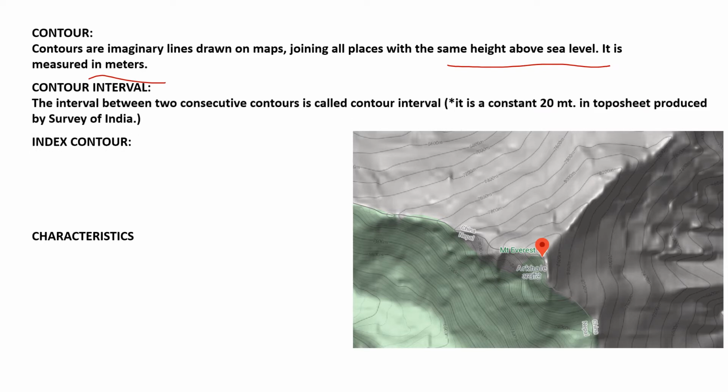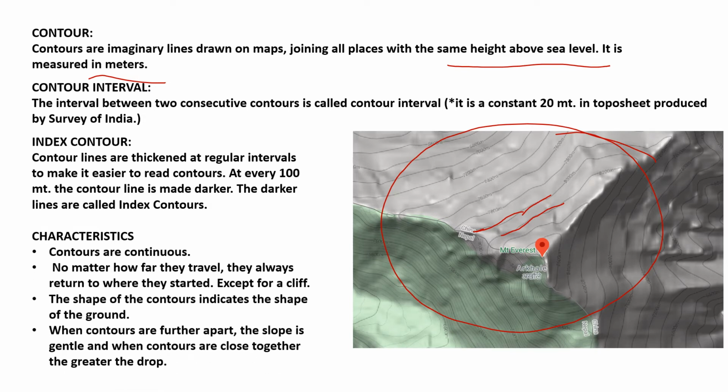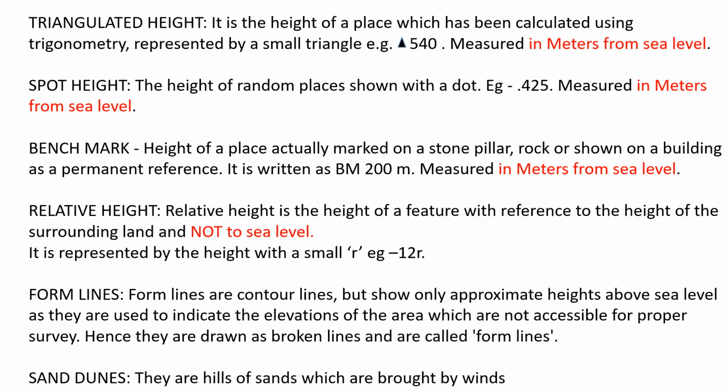Now, contour interval is always constant. For the map made by Survey of India, it is 20 meter. And index contours are thickened lines which are at regular interval of 100 meter. It is actually taken from the Google map. Can you see these thickened lines? The difference between them is 100 meter. That means every fifth line is darkened. They are continuous no matter how far they go. When they are further apart, then the slope is very gentle. When they are close, it's a very sharp or steep slope.